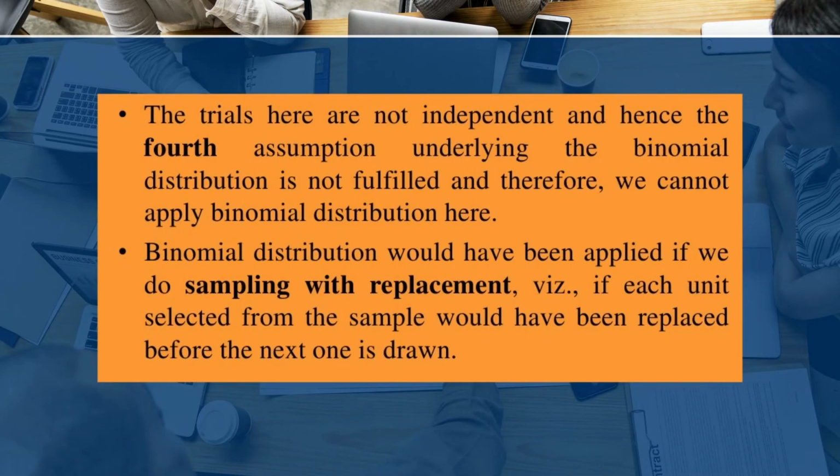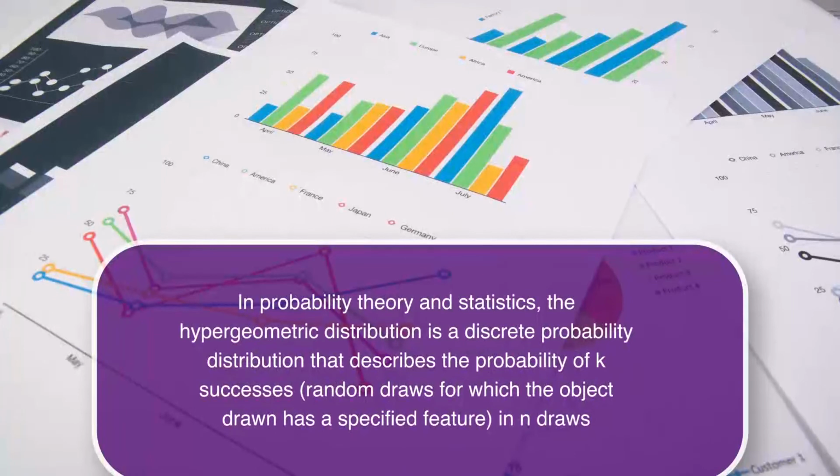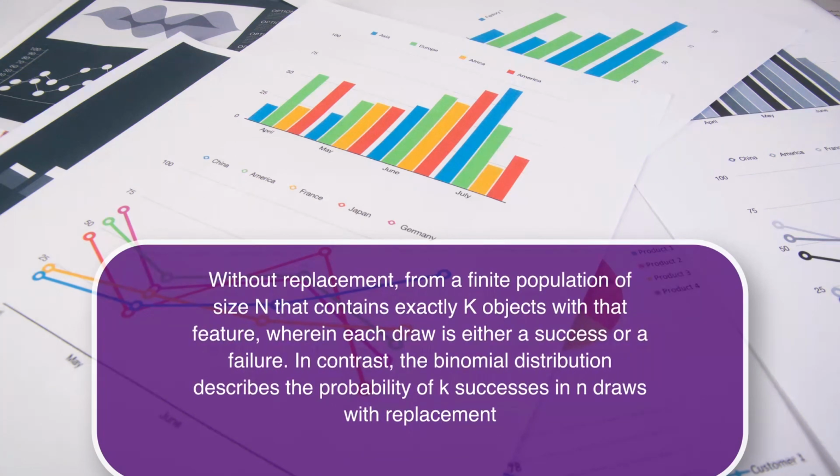The trials here are not independent and hence the fourth assumption underlying the binomial distribution is not fulfilled, and therefore we cannot apply the binomial distribution here. The binomial distribution would have applied if we did sampling with replacement, that is, if each unit selected from the sample had been replaced before the next one is drawn. In probability theory and statistics, the hypergeometric distribution is a discrete probability distribution that describes the probability of k successes in n draws without replacement from a finite population of size N that contains exactly k objects with the feature, wherein each draw is either a success or a failure. In contrast, the binomial distribution describes the probability of k successes in n draws with replacement.